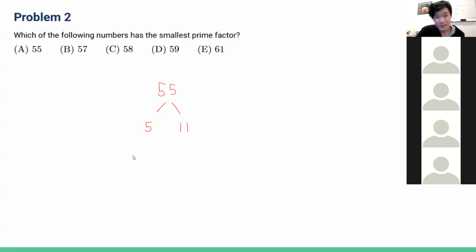So we can also do that for 57. For 57, it'd be 3 and 19, and then we can check 3 and 19. And well, they can't be factored anymore. And we can keep doing that for 58 and 59, 61. But that would take a while. Not too long, but it would take a while.